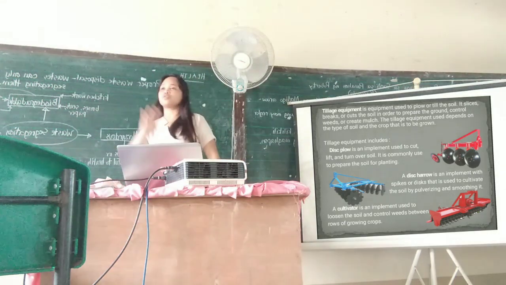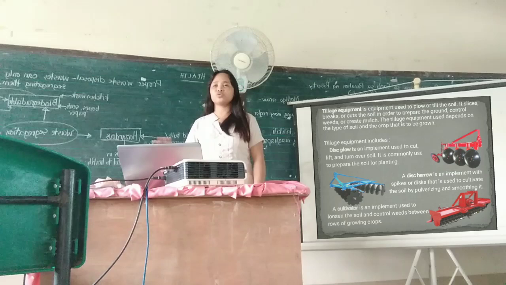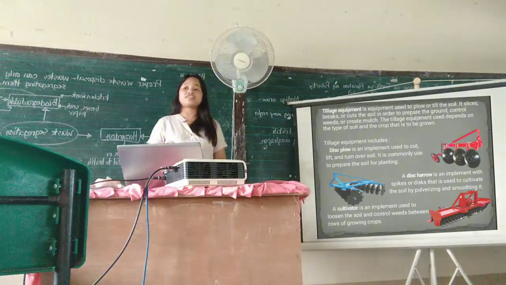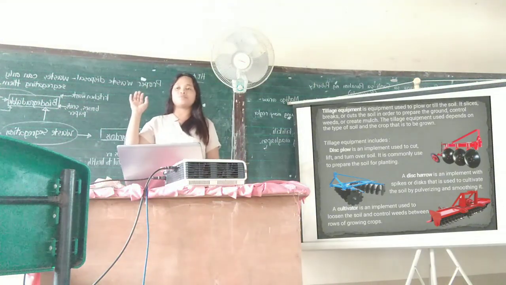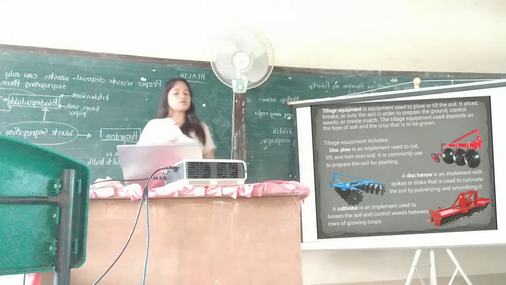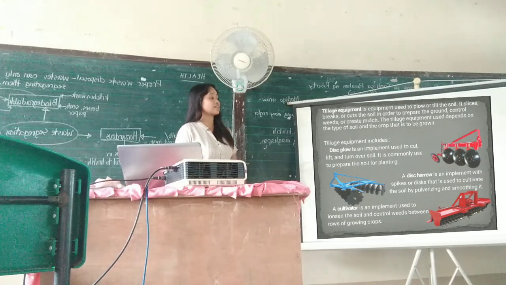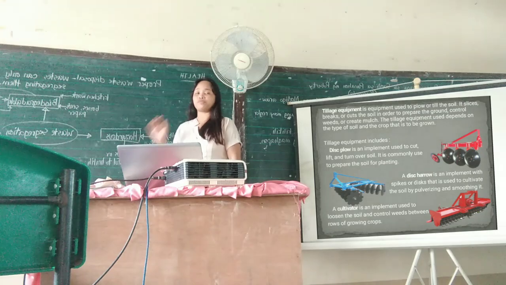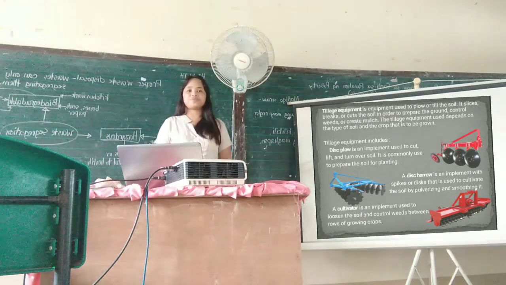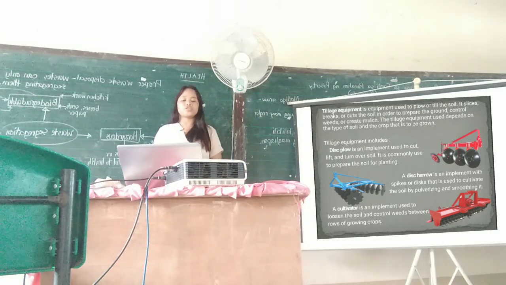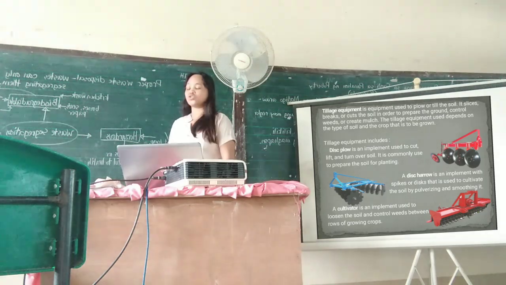So you are familiar with disc plow or harrow, disc harrow or cultivator? Yes, that's the modern plow or harrow that you know. So a disc plow is an implement used to cut, leaf, and turn over soil. It is commonly used to prepare the soil for planting.